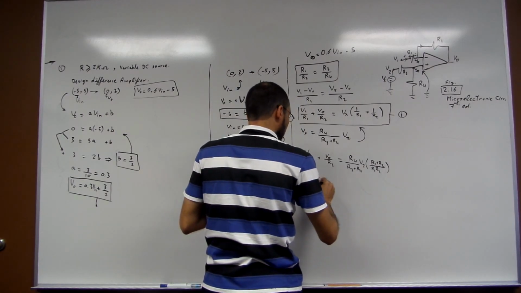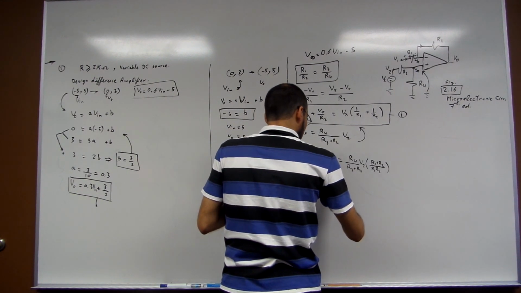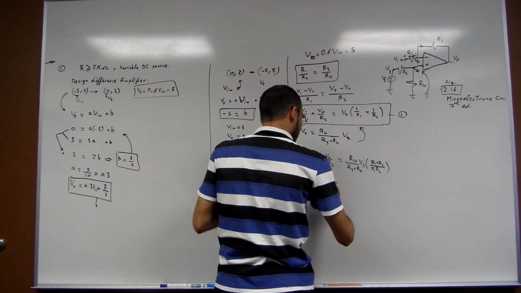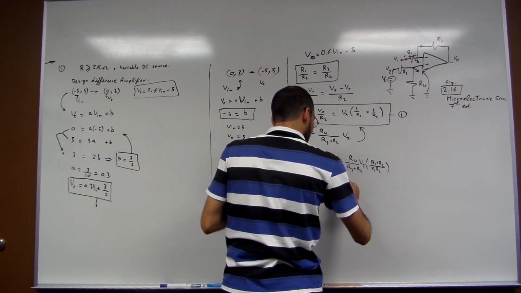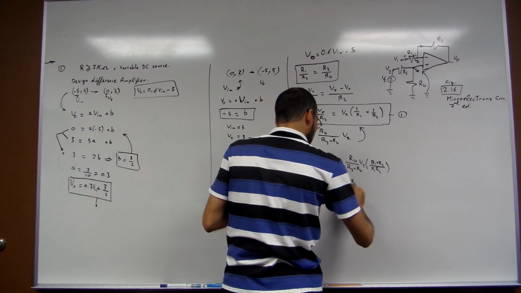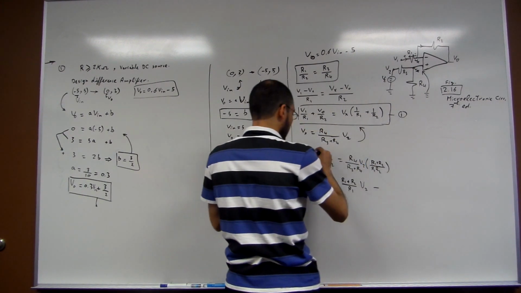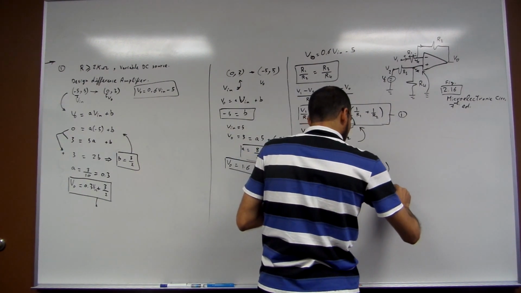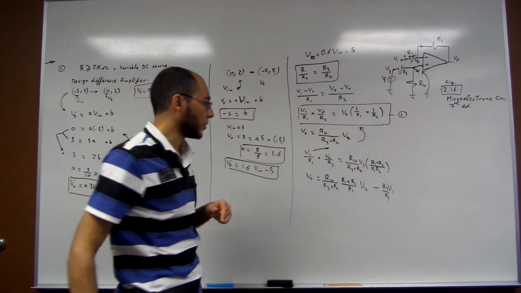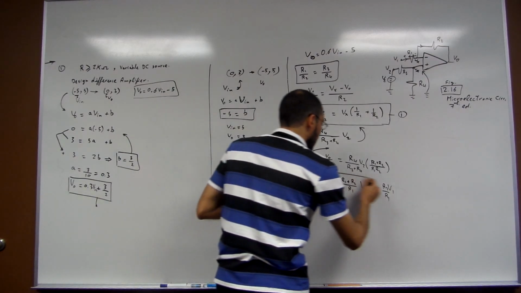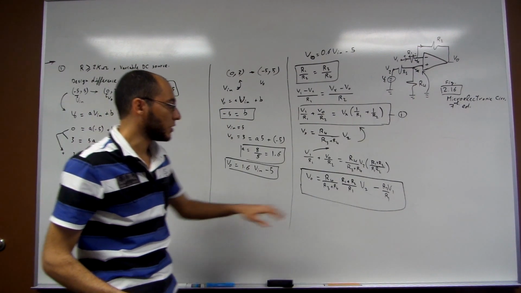Thus, the output, multiply everything by R2, then you get R4 over R3 plus R4, R1 plus R2 over R1, V2, and then you put this on the other side, V1, and then you have R2 over R1, because I multiplied the whole equation by R2. Okay, and that is the equation that we need to find the value of. We need to design using this equation.